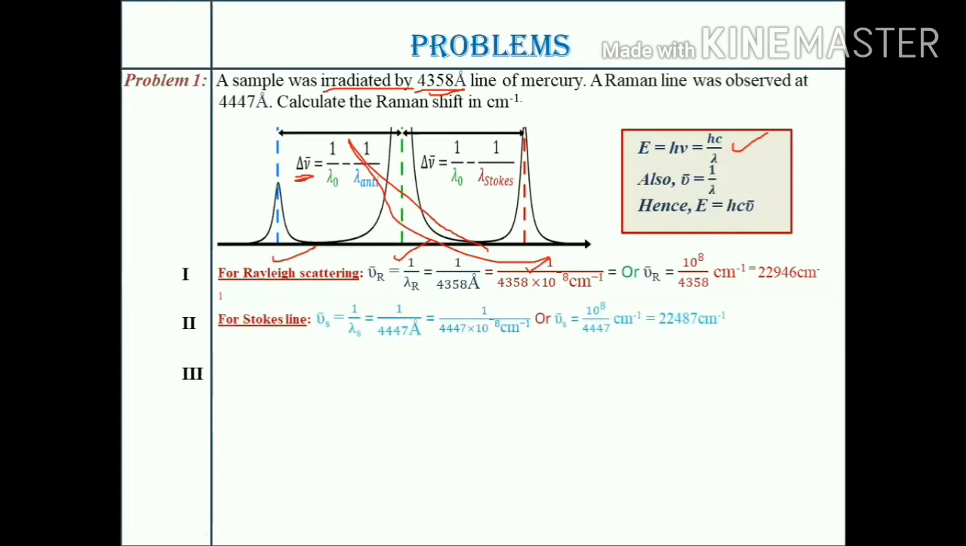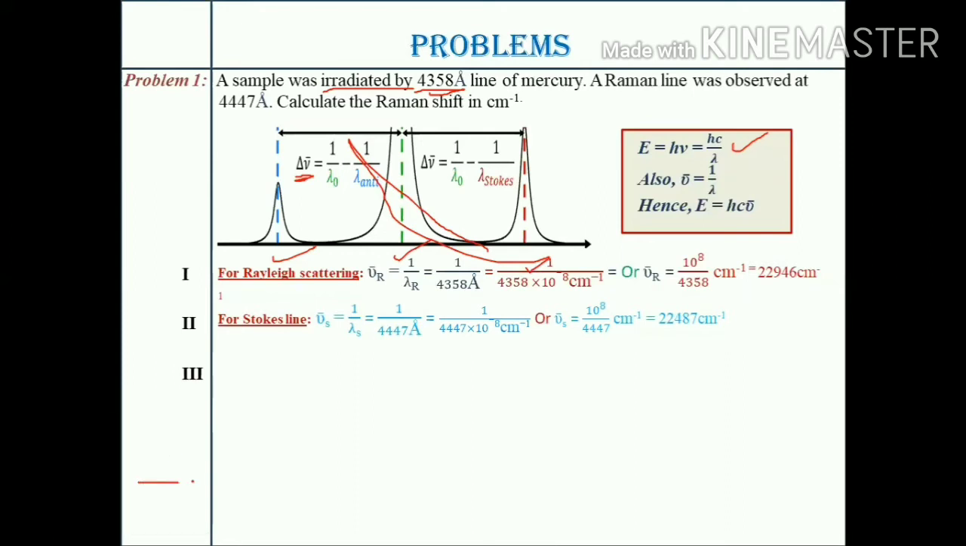We can calculate the same for the Stokes line also, for which the wavelength is given to us as 4447 angstrom. So what do I get as the value of wave number? Again, the same formula: wave number is equal to 1 over lambda, and lambda has been given to us as 4447 angstrom. I convert it to centimeter and I get the value as 22487 centimeter inverse.